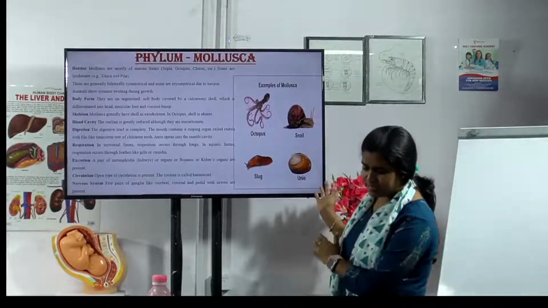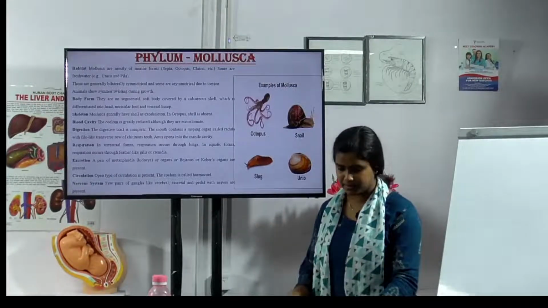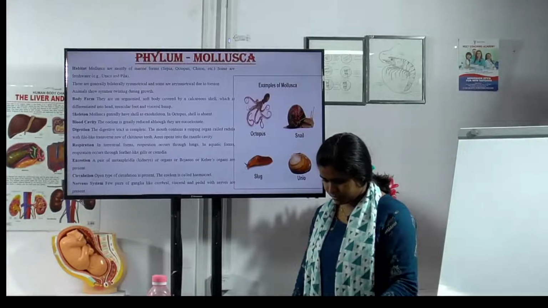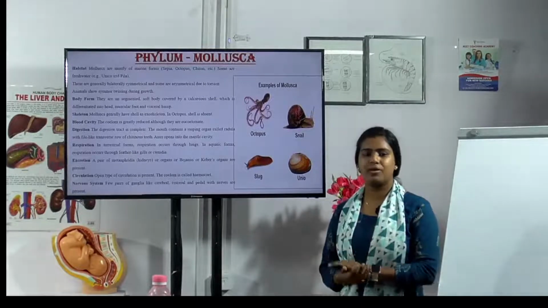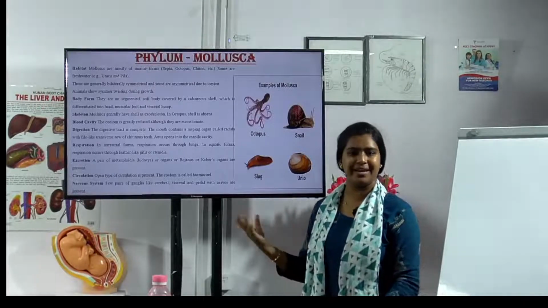அப்ப இவங்களுக்கு தான் nervous system கொஞ்சம் differentiate இருக்கு, கொஞ்சம் develop ஆயிருக்கு இந்த phylumல. And reproduction: sexes are separate mostly, and mostly they are oviparous. Oviparous, yes. And fertilization is external or internal in this type.